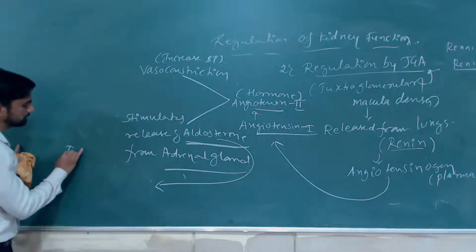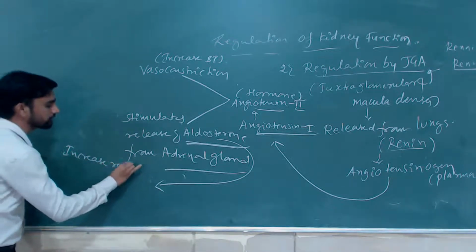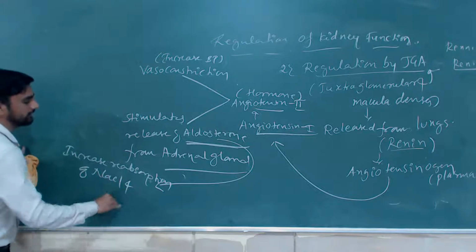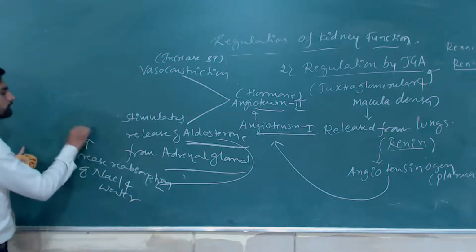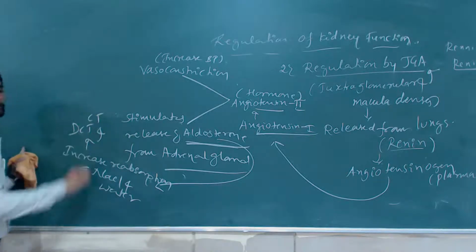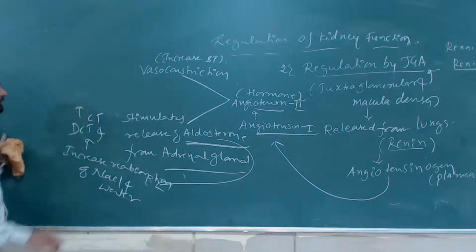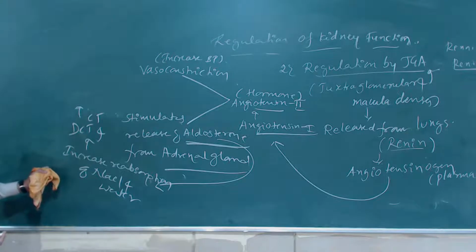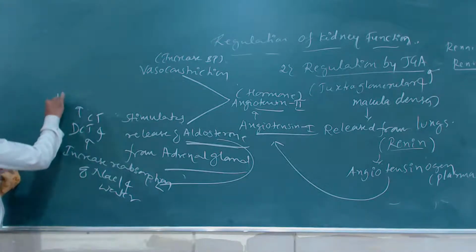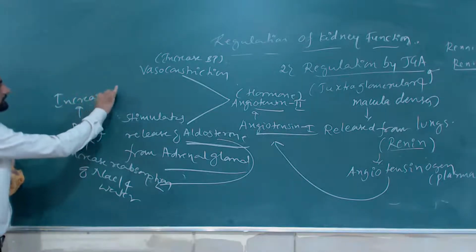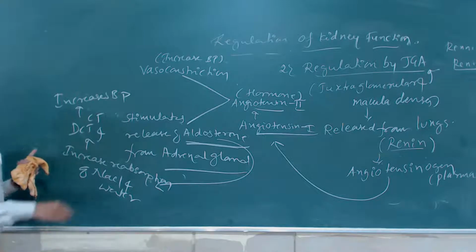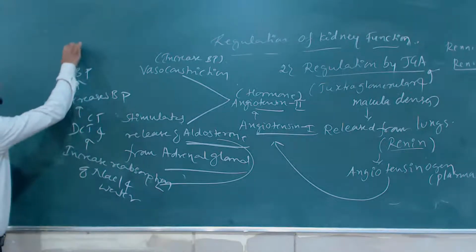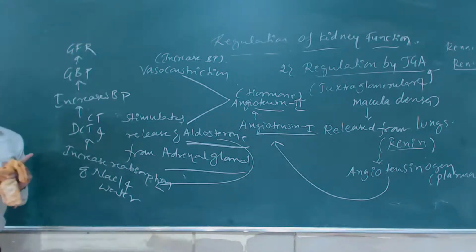Aldosterone will increase the reabsorption of NaCl and water in both the DCT as well as in the collecting tube. By increasing these two in both the DCT and CT, what will increase? Sodium reabsorption is more, means what will increase in our body? It increases BP, thereby it increases GBP, thereby it increases GFR. Are you getting my point?